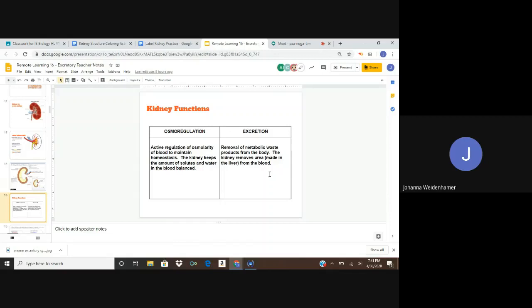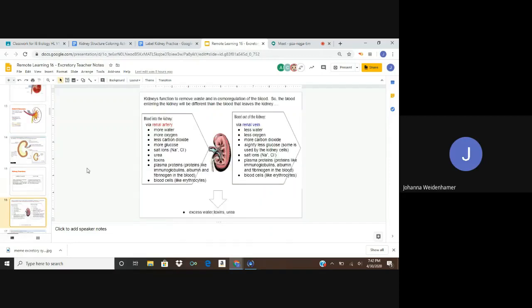So it's taking out this waste product, this nitrogenous waste product, and it's going to be able to excrete it as urine through the ureter. So, taking a look more in depth at what the blood contents are coming into the kidney and going out of the kidney.